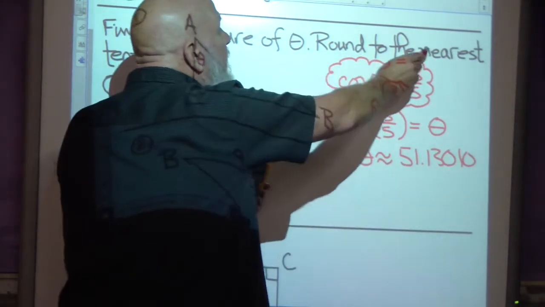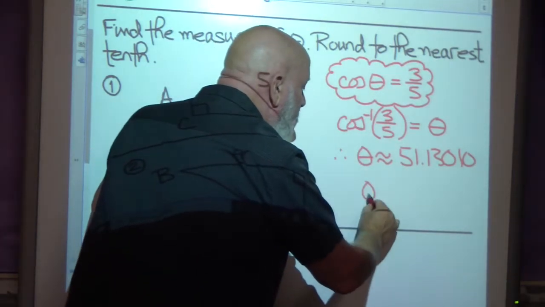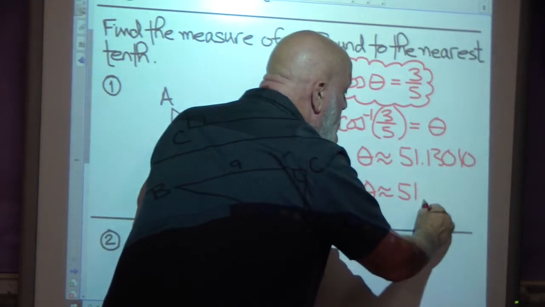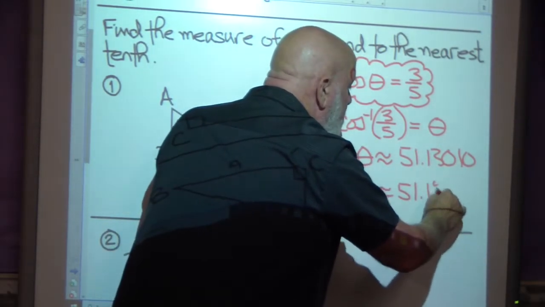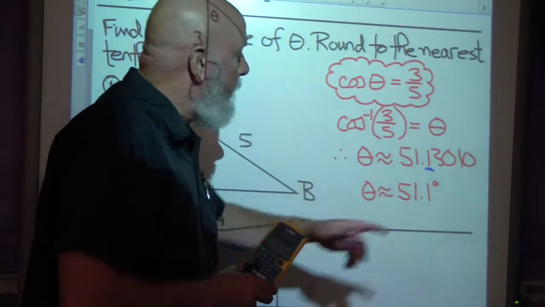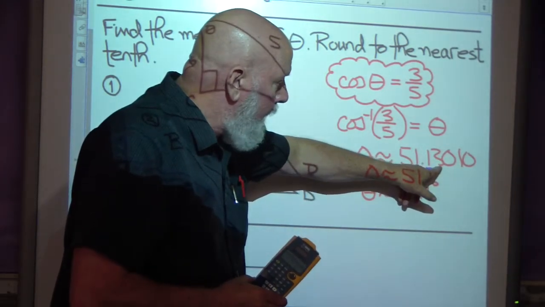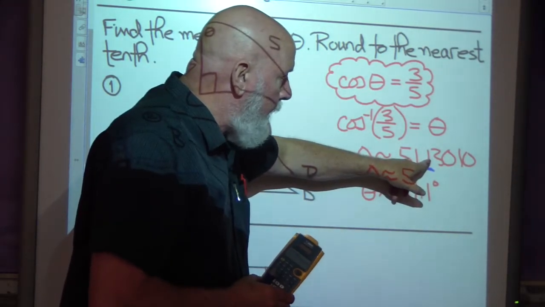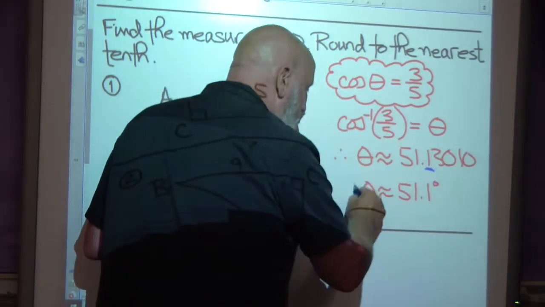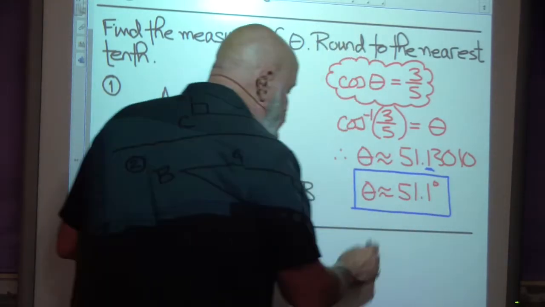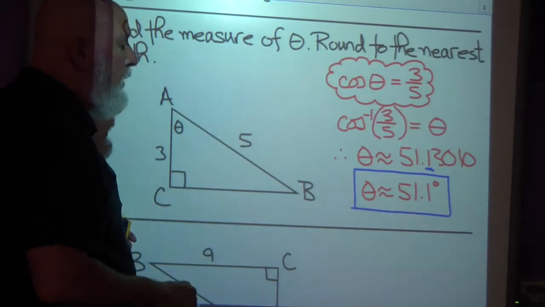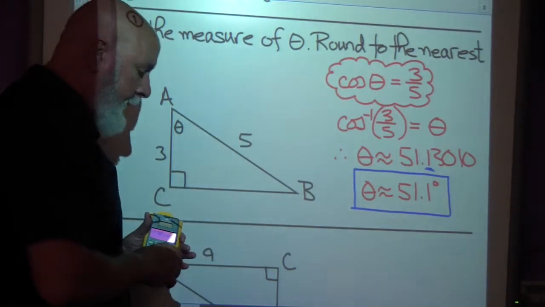But I'm asked to round it to the nearest tenth, so I'm going to call it theta is approximately equal to 51.1 degrees. I rounded it to the tenths place, that's the first place after the decimal. Now I look to the 100th place. If this is a 5 or bigger, I would call that a 2. If it's a 4 or less, I'm going to leave it a 1. And there's our answer. In this case, providing I haven't made any mistakes, theta would be 51.1 degrees approximately, rounded to the nearest tenth. Okay?